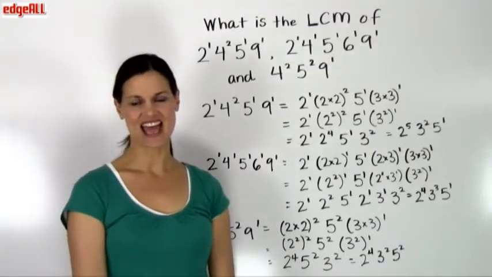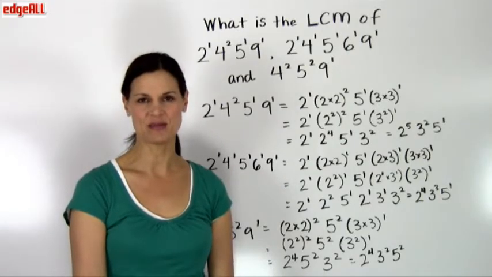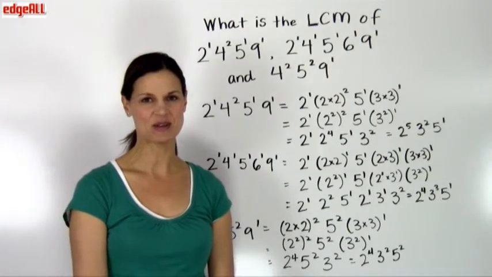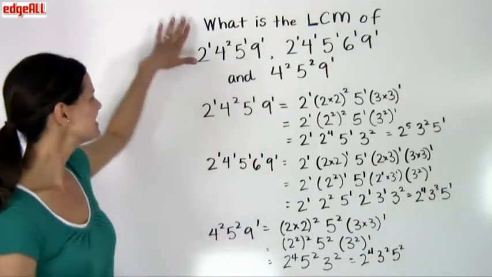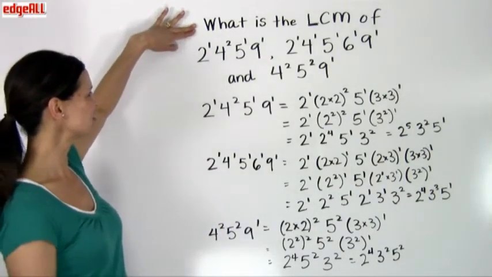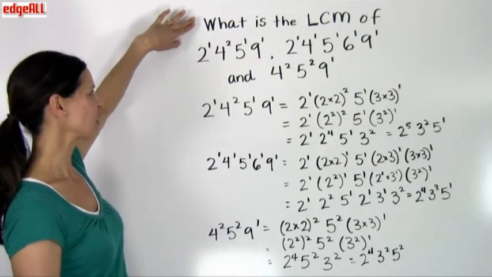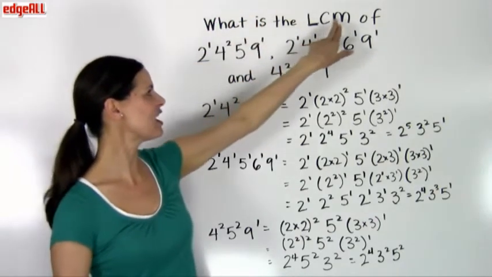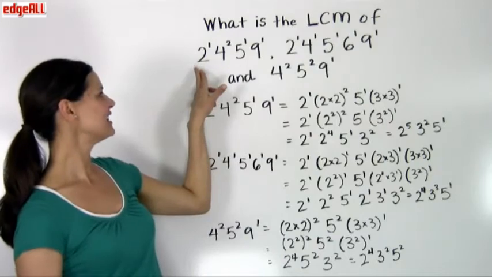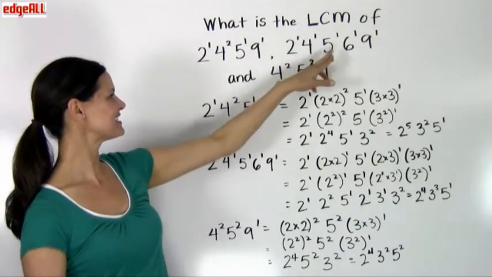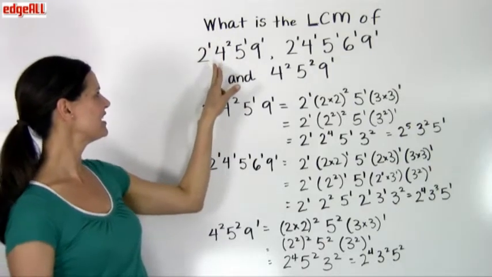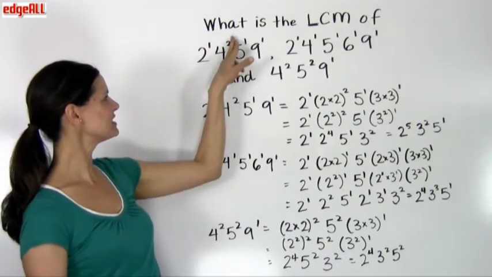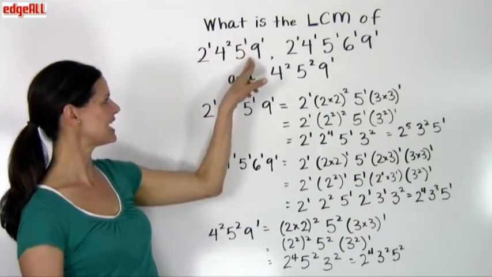Let's take a look at a more complex problem, finding the least common multiple when our numbers are written in exponents. So our problem says that we are asked for the least common multiple of these 3 numbers. My first one is 2 to the first power, 4 to the second power, 5 to the 1, 9 to the 1.